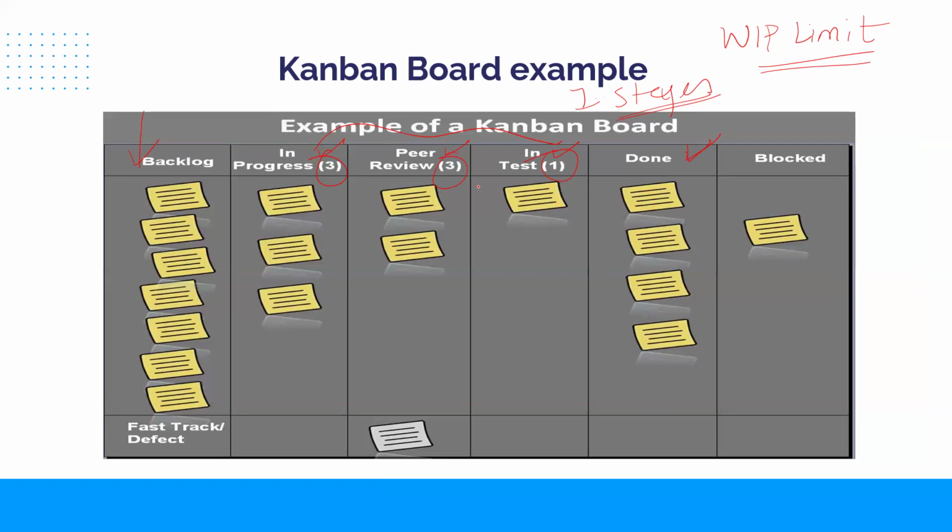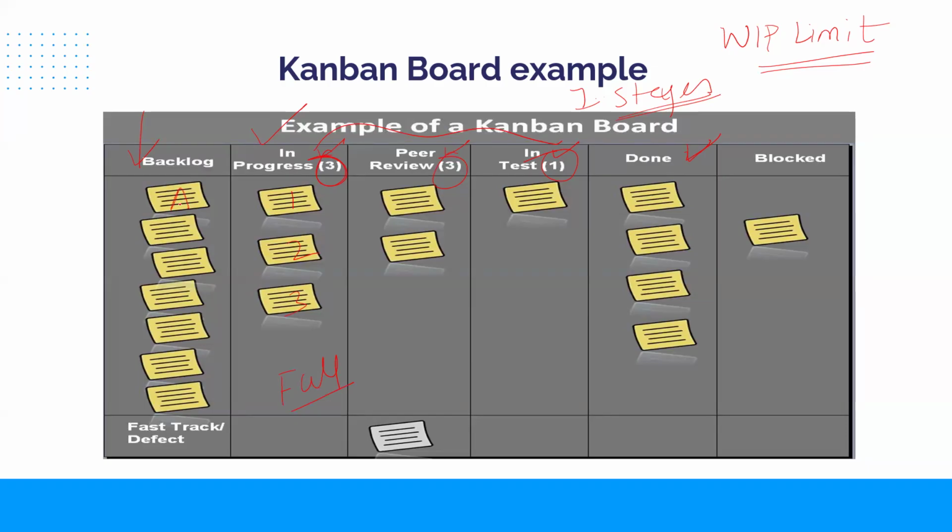Now the rule in Kanban, watch. See, in progress, what is our limit? 3. So we're saying not more than 3 items can be taken, right? And how many items are currently there in progress? 1, 2, 3. Already there. That means we are full already in progress.